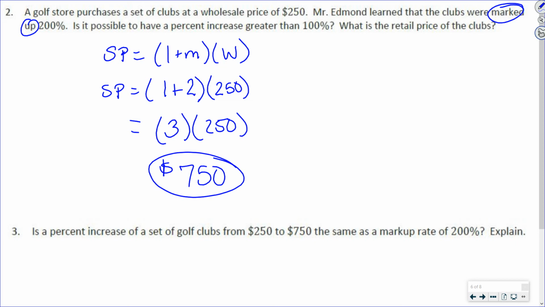Like I said, when you get 250 to 750, you need to find the percent, whereas with the markup, you already know the percent. You just have to find the retail price, the selling price. It's the same equation, just looking for different parts of the equation.